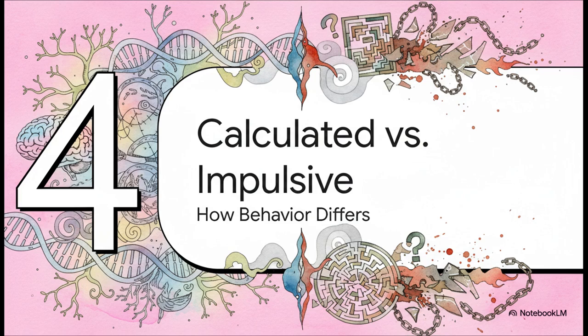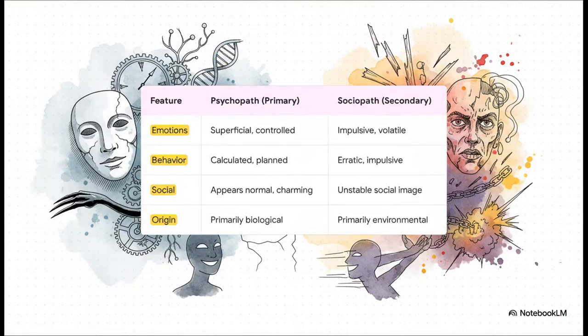Okay, so you've got these two totally different origins, right? One is mostly biological, the other is mostly environmental. And as you can probably guess, that leads to two very, very different ways of behaving in the world. Let's break down how that actually looks. This table just lays it all out so clearly.